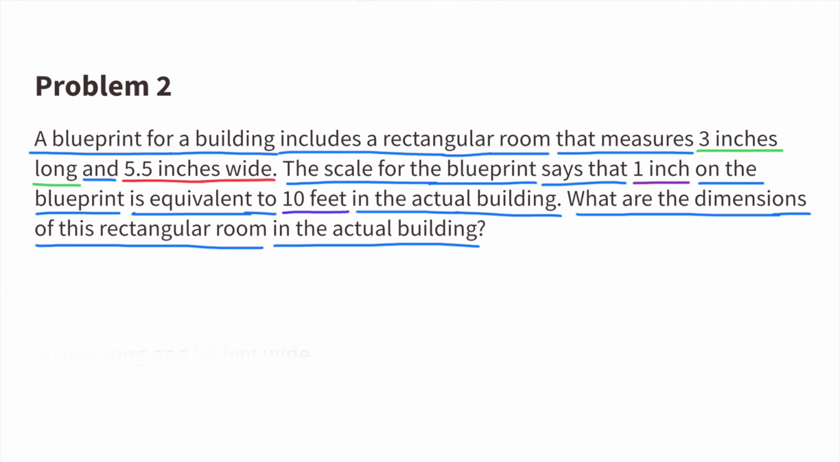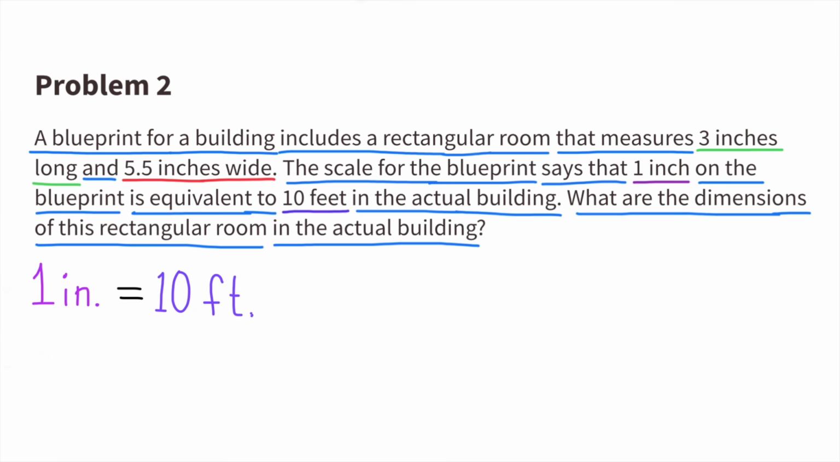Number 2. A blueprint for a building includes a rectangular room that measures 3 inches long and 5 5/10 inches wide. The scale for the blueprint says that 1 inch on the blueprint is equivalent to 10 feet in the actual building. What are the dimensions of this rectangular room in the actual building?